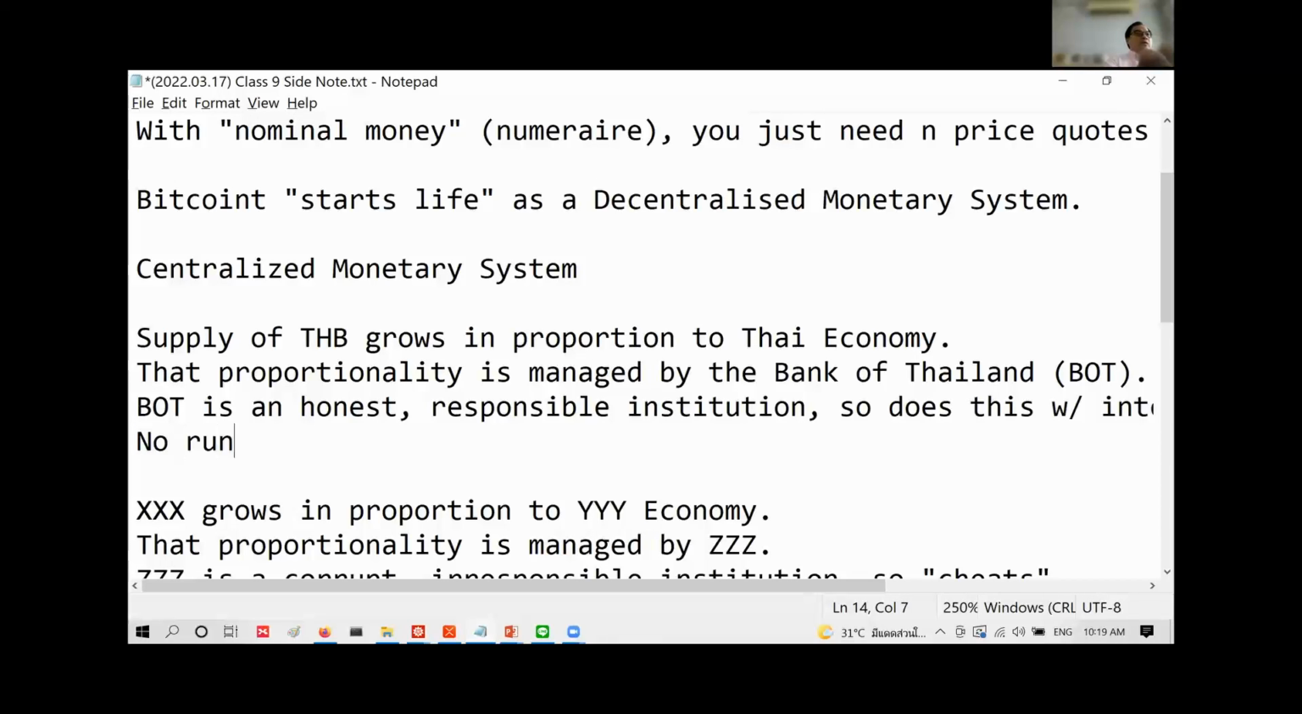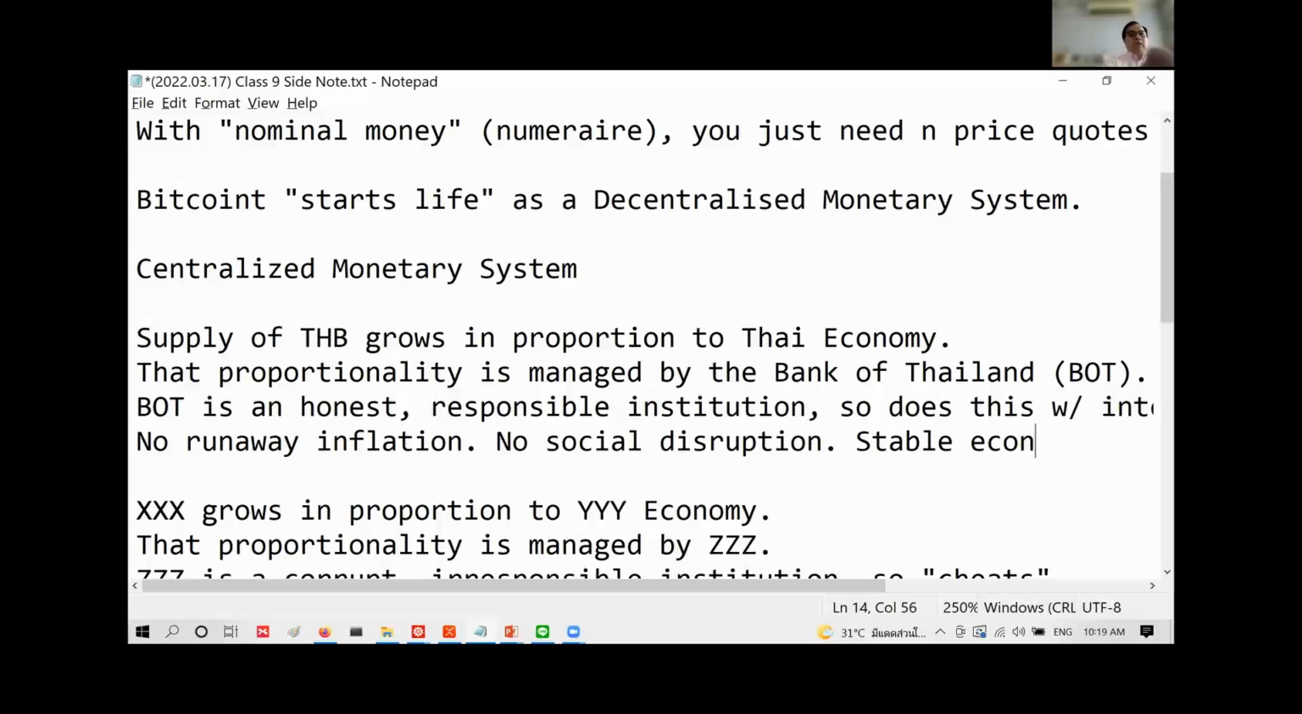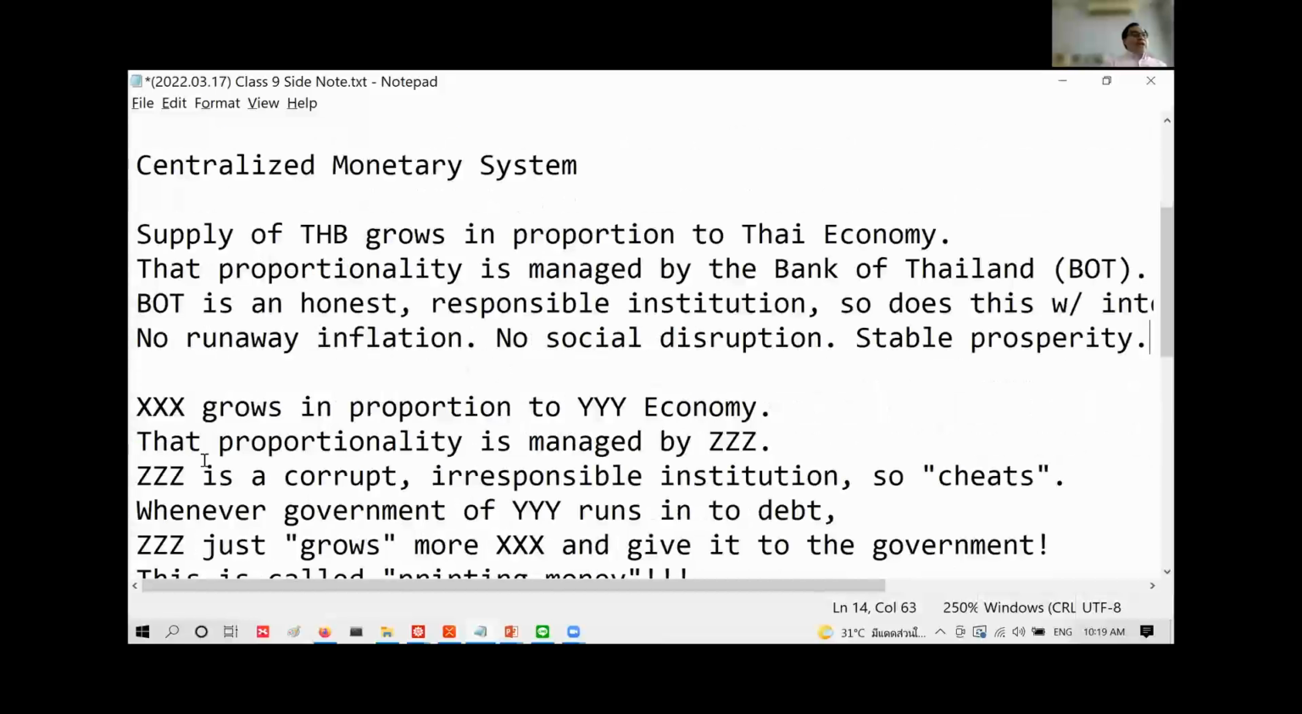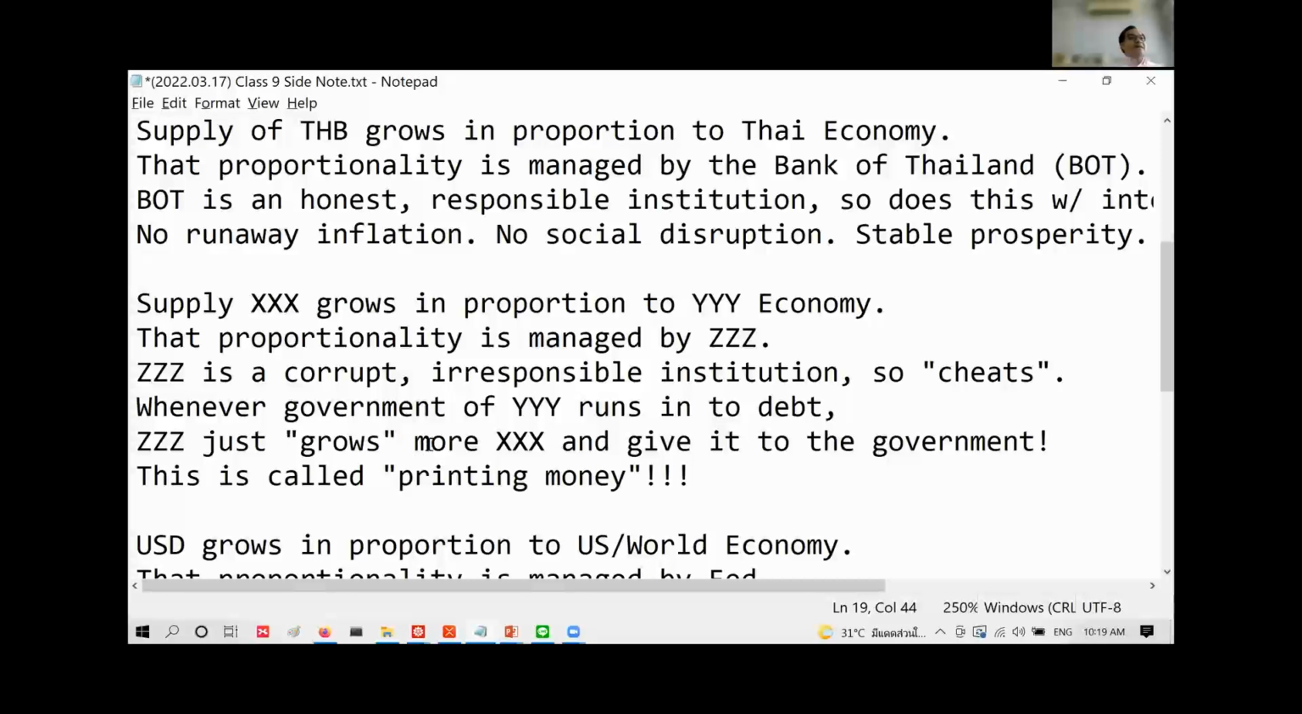No runaway inflation. No social disruption. Stable economy. Stable prosperity. Now, if the money supply of X grows in proportion to the economy of Y, but that is controlled by Z, which is corrupt and irresponsible, so it cheats. Whenever the government of Y runs out of money, Z grows more money and gives it to the government. This is called printing money.